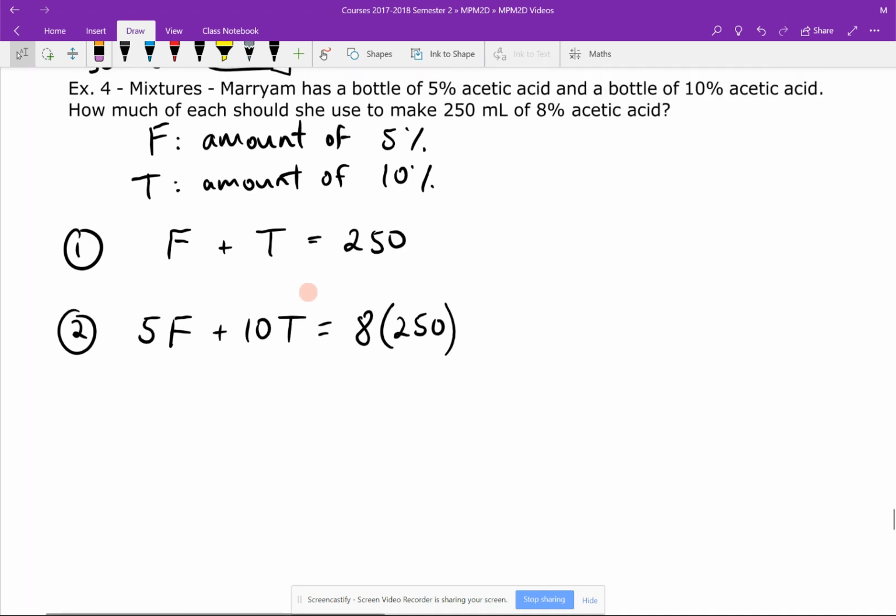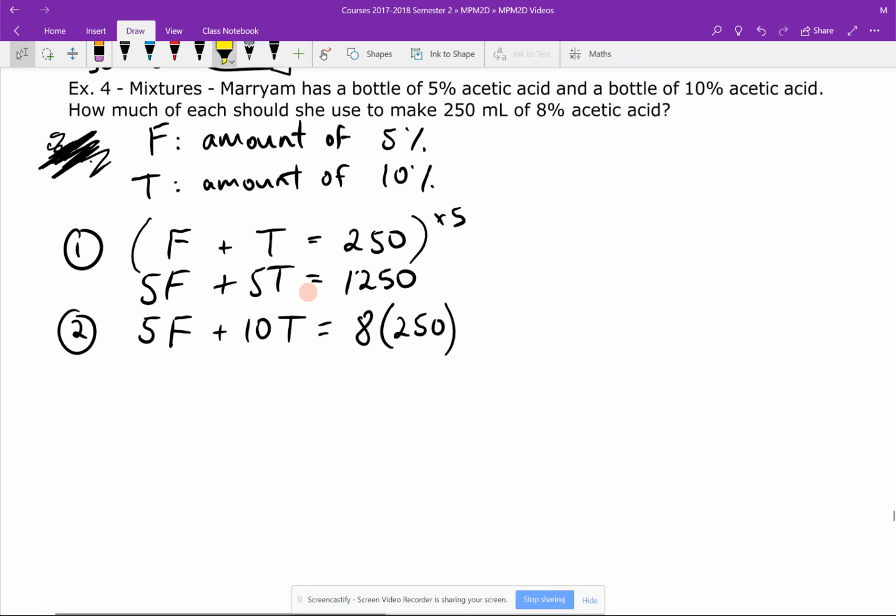I could try and use elimination here, but before I do that, I have to do some multiplication. What happens if I multiply this whole equation by 5? Well, I would get 5F plus 5T equals 250 times 5, which is 1250, right? 1250.